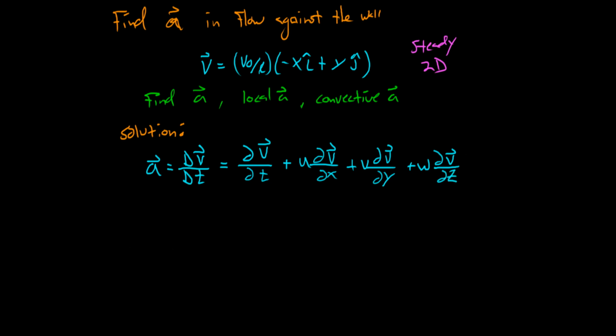And the first thing we're going to do is apply our steady assumption, which says we can cross out time derivatives. There's that one, that's the steady. And this already actually answers part of our question, right? The local acceleration is that time derivative.